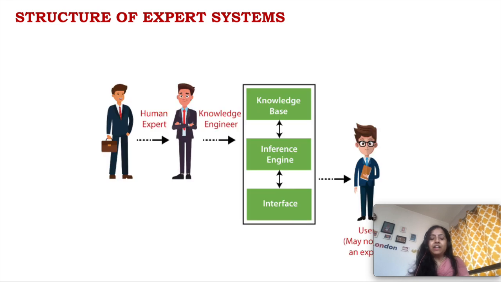Let us see a diagram which will make it a bit more clear. Here we have a human expert who is transferring his knowledge to a knowledge engineer, who is transferring all the data to our expert system, and these are the end users. This end user may or may not have any experience with expert systems, that is, he might be a novice.